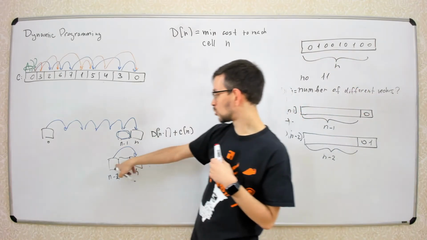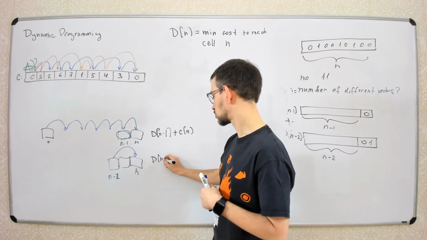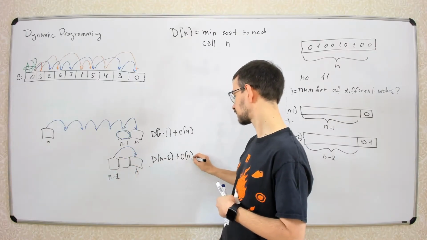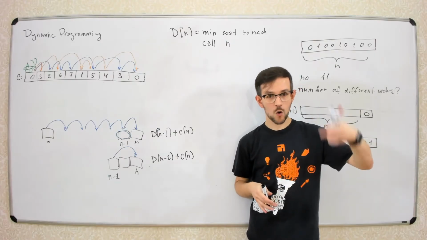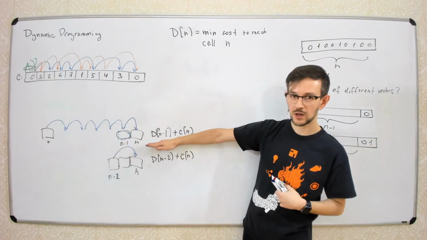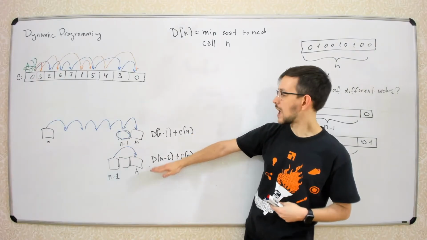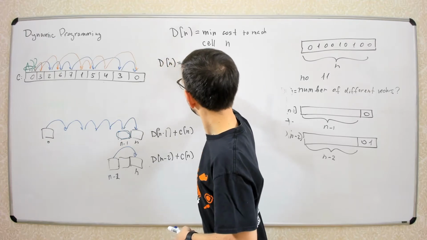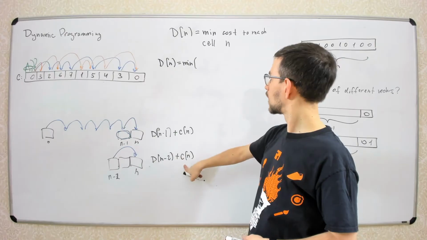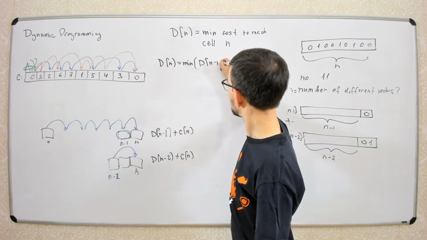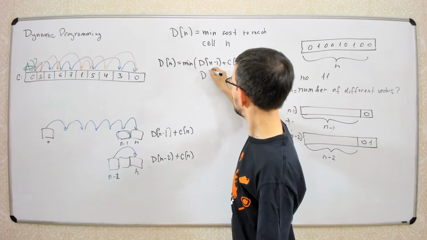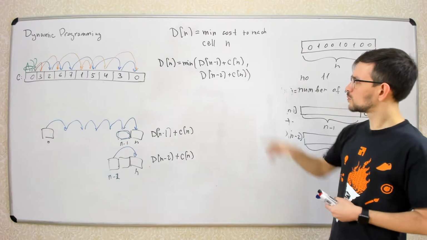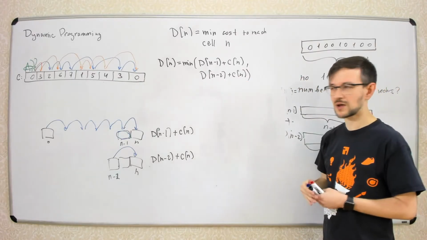In the same way, if we want to reach it from cell n minus 2, we need first to reach cell n minus 2 with minimal possible total cost, and then make this jump. Now, we need to find the optimal path. So we need to get the optimal path from this group and the optimal path from this group, and now take just the minimum of these two. So this d of n will be the minimum of these two options. Either we go to cell n minus 1 plus this one jump, or we go to cell n minus 2 and then make one more jump. That's all. You can put this c of n out of this minimum, but it's good enough. I think it's more visual here.